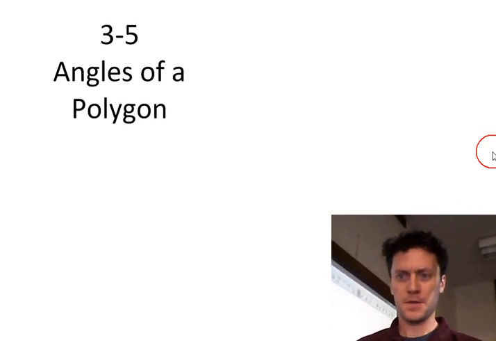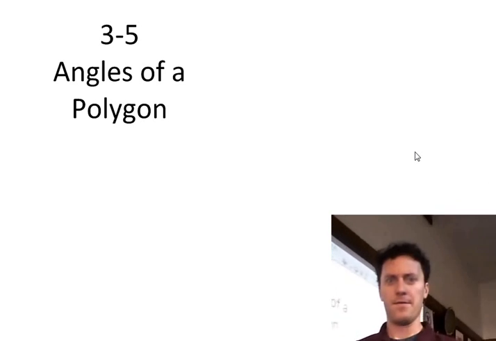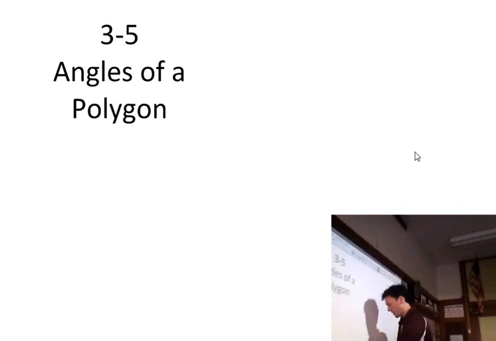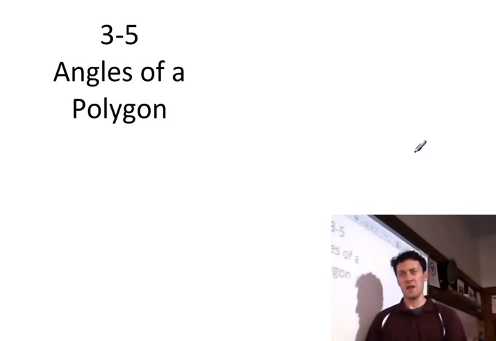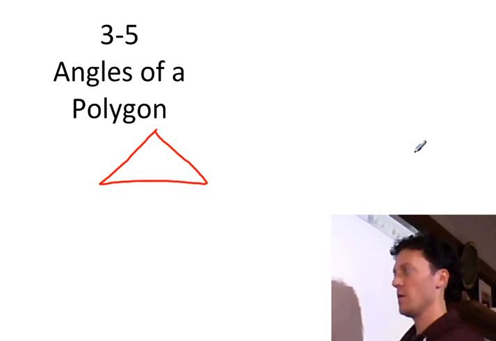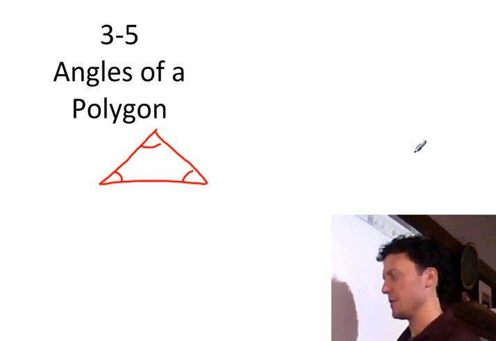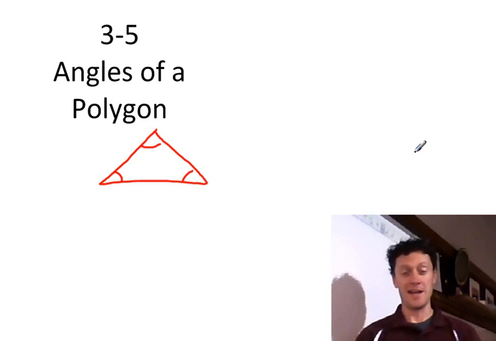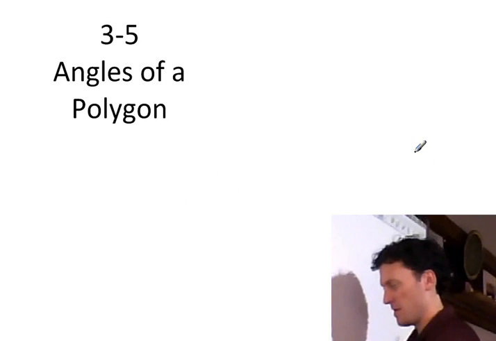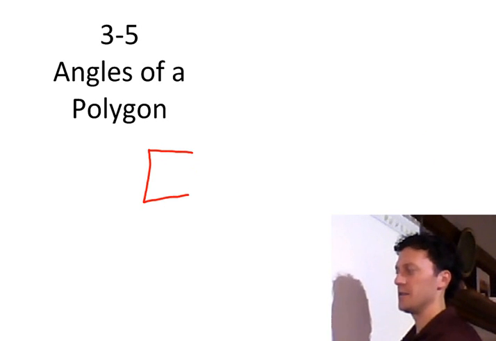Okay, let's go here. All right, 3.5, the angles of a polygon. So far we've talked about the angles of a triangle, and in a triangle we learned that these 3 angles add up to 180 degrees. Now we're going to figure out about all sorts of polygons.